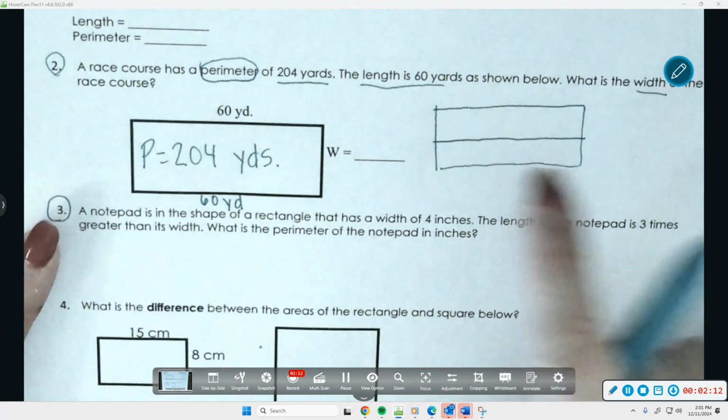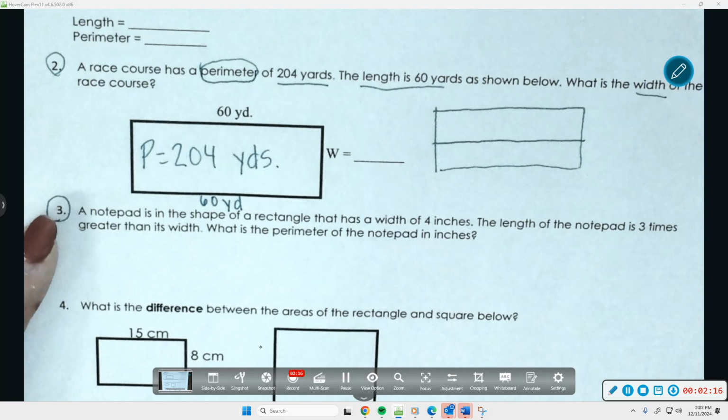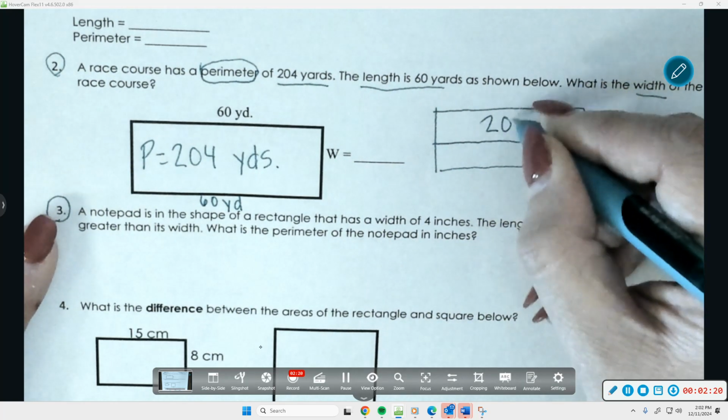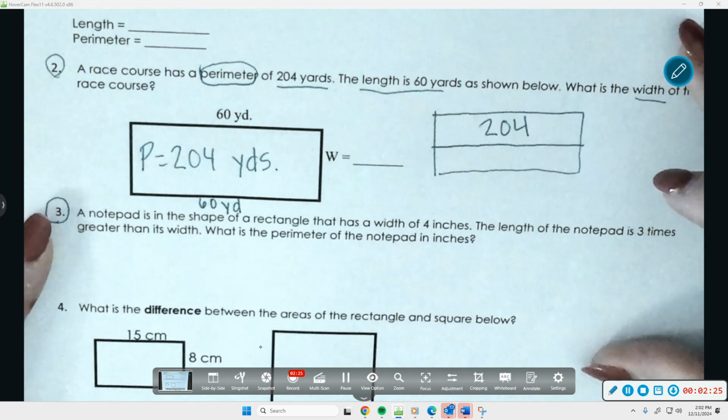Oh, I love that. Who can raise their hand and tell me what would go on my top bar? Camden? 204. Her dream has come true, ladies and gentlemen. She was commented in the video.